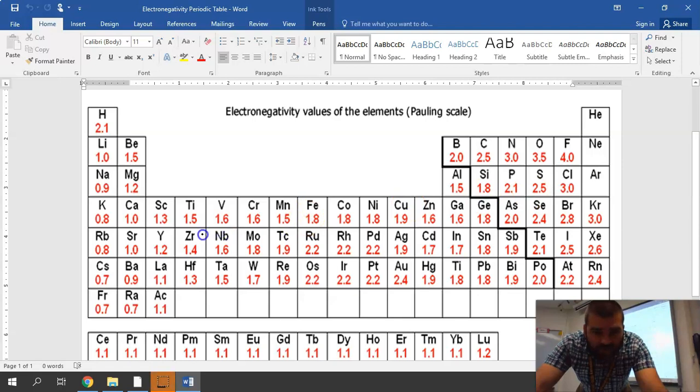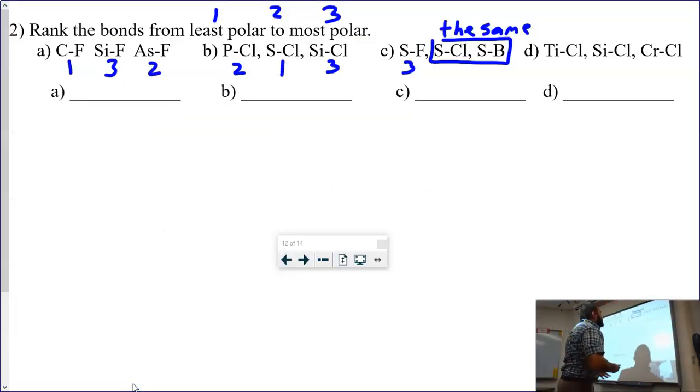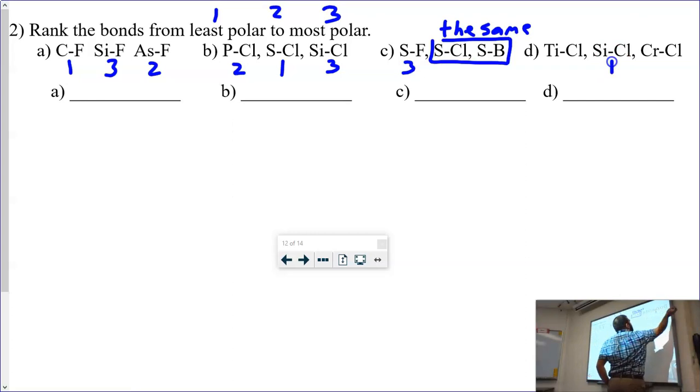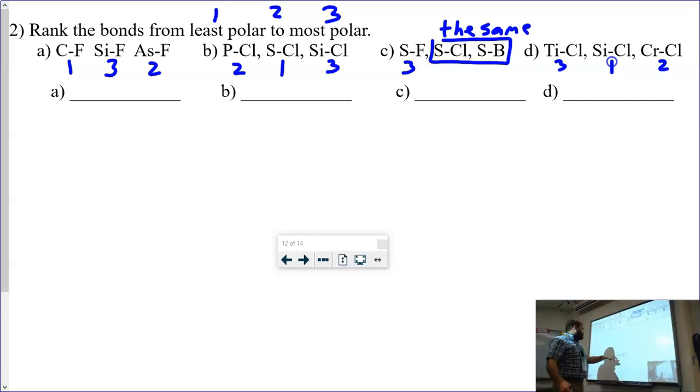So this is going to follow the nice trend on the periodic table. 1.5 and 3 is a difference of 1.5. 1.6 and 3 is a difference of 1.4. 1.8 and 3 is a difference of 1.2. So the least polar is silicon and chlorine. Next would be chromium and chlorine. And the largest difference would be the titanium and chlorine. Okay? Let's go to the next problem.